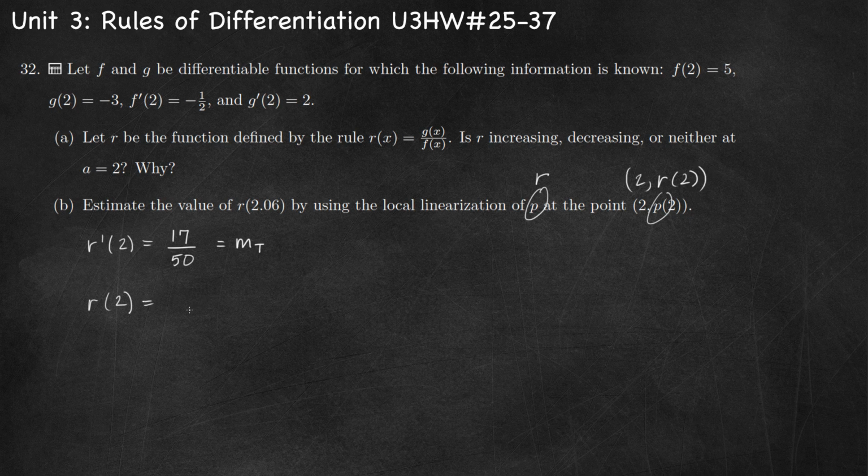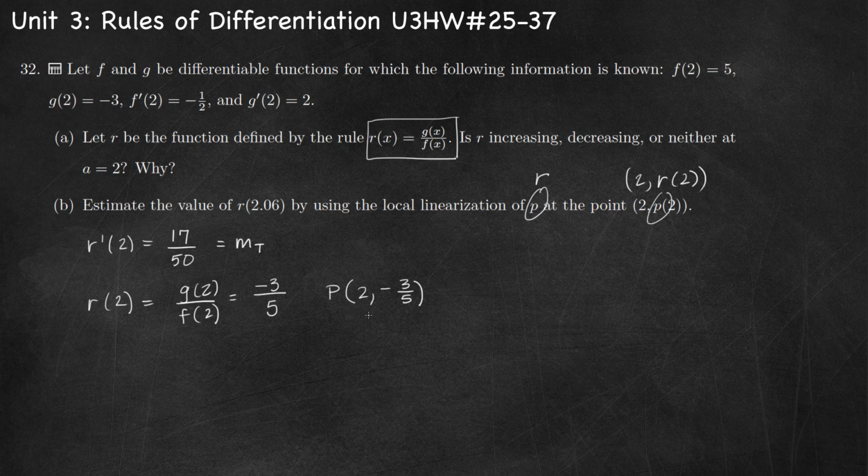Okay, so r of 2, we're going to go to our equation for r of x and substitute in a 2. r of 2 equals g of 2 over f of 2. So g of 2 is negative 3, and f of 2 is 5. So the point of tangency C is (2, negative 3/5).